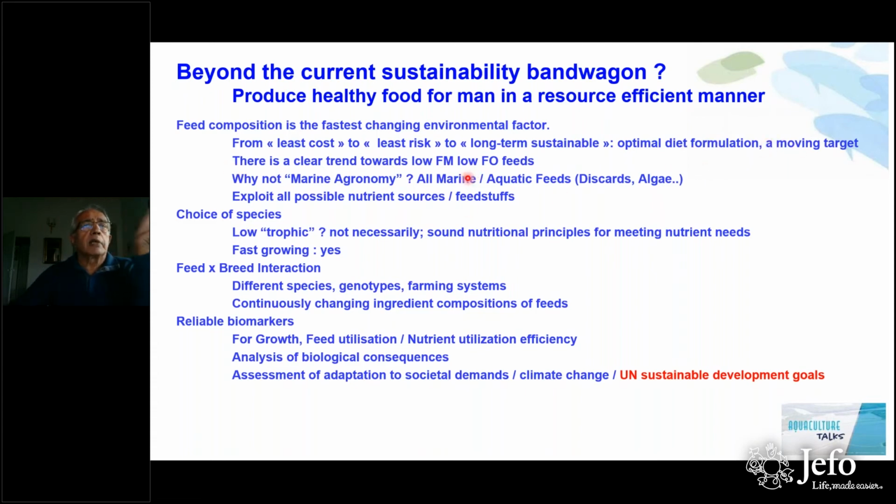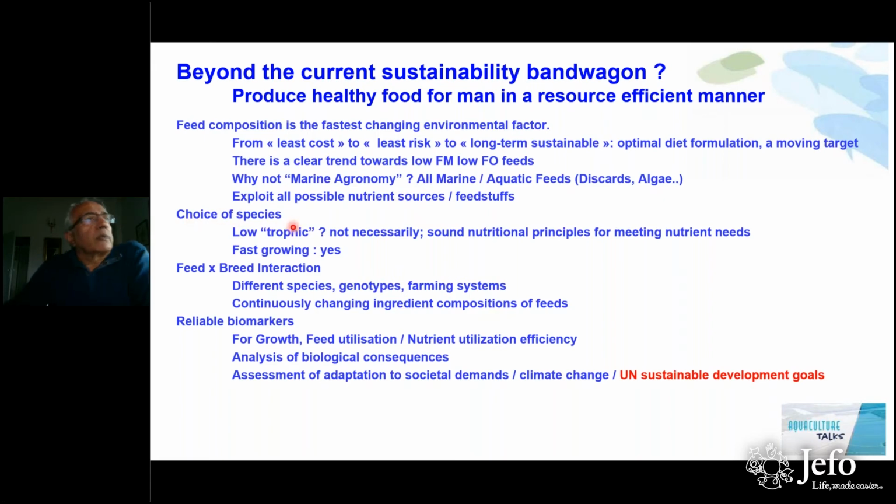There is a clear trend: high levels of fish meal and fish oil is no more the case. Why should we use terrestrial plants? Why not go towards marine agronomy? That means all marine food, aquatic food, discards, algae, and so on. And we can also exploit all possible nutrient sources and feedstuffs.